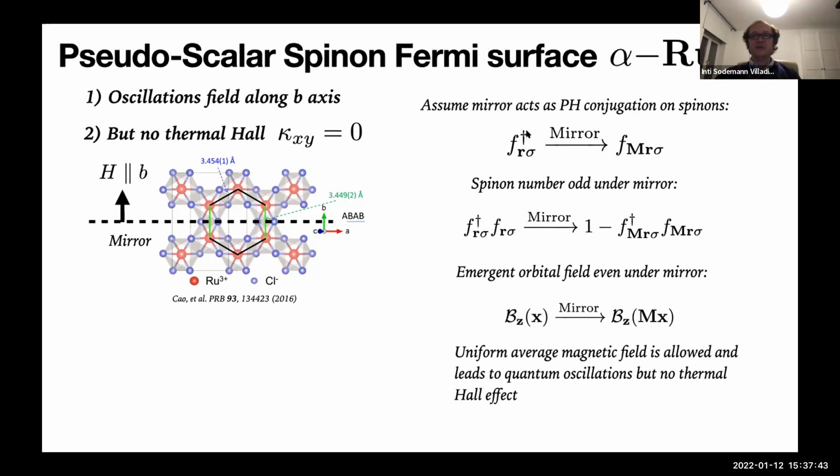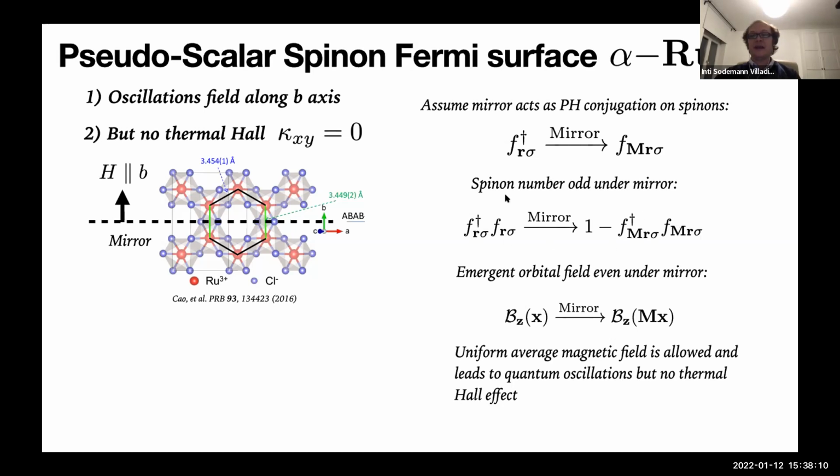okay? Let's assume that if I have a spinon creation operator at this side, then I mirror it, I map it to this side, but in addition, there is some form of particle-hole conjugation. So the gauge charge of the spinon number is odd under the mirror. It's very different from electric charge. You know, if I have a negative charge and I apply a mirror, it's still going to be a negative charge. So the gauge charge of these spinons will behave very differently from the electric charge of ordinary electrons.